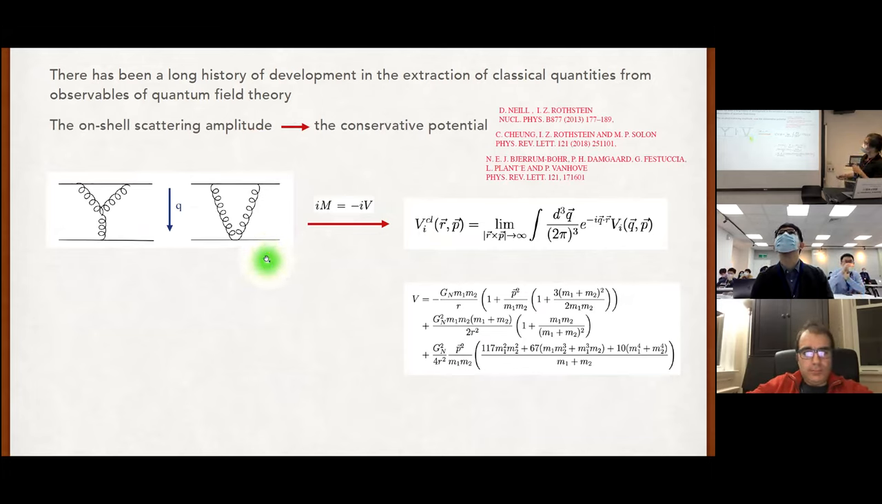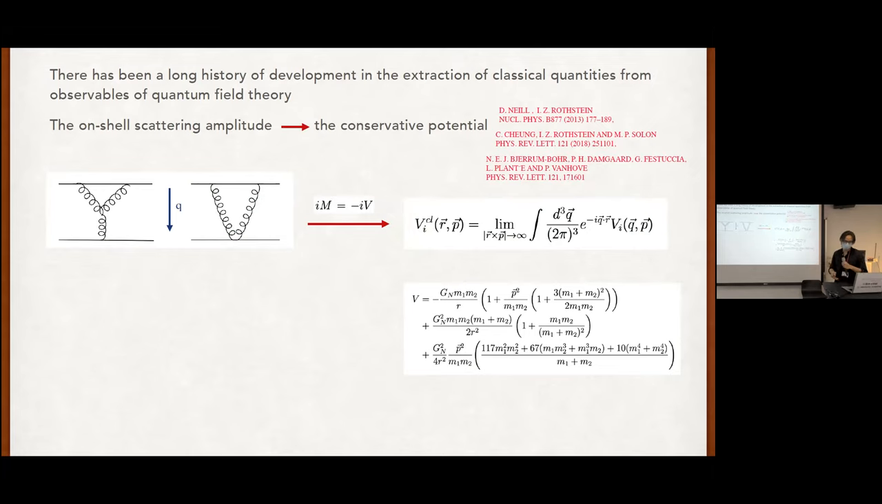A more recent example would be to compute the gravitational potential of a two body system by, for example, computing the 2-to-2 scattering. From the 2-to-2 scattering you get the S matrix, and from the S matrix you can get the potential, which you identify as a potential in terms of momentum, the center of mass momentum and the exchange momentum, and you do the Fourier transform. Then you get the relativistic correction to the two body gravitational potential. So there really has been a long history in doing such computations.